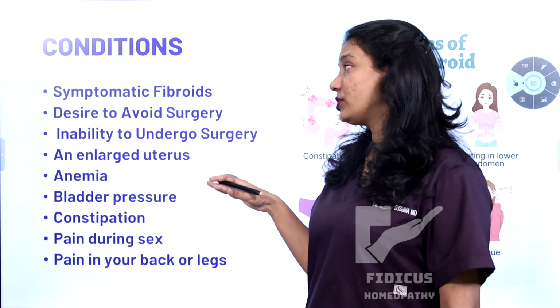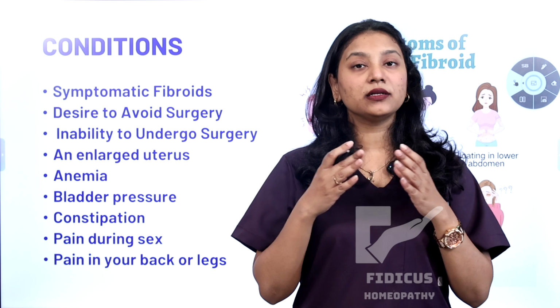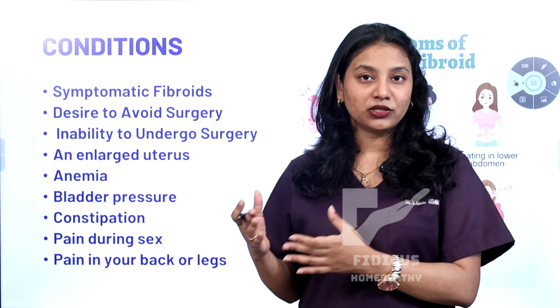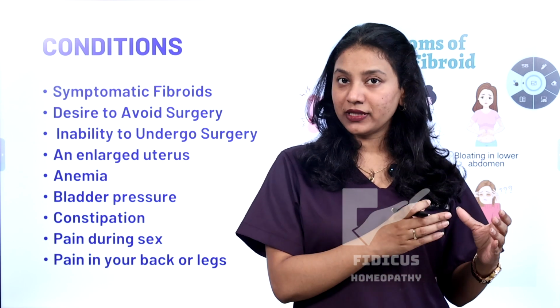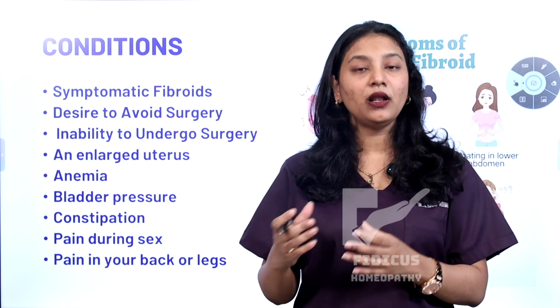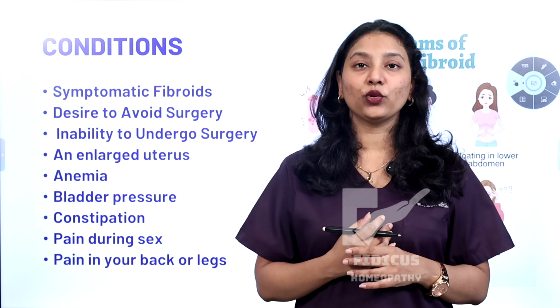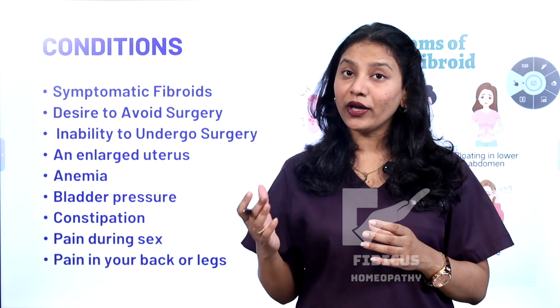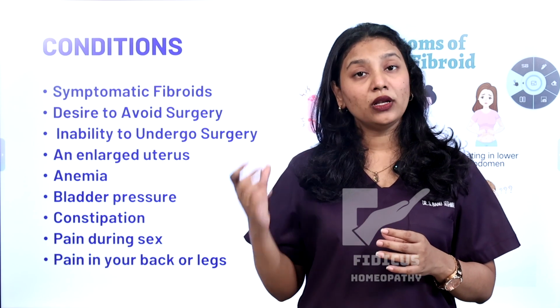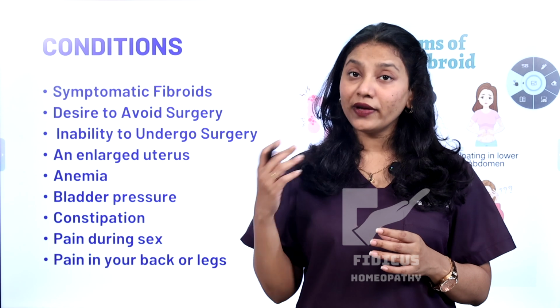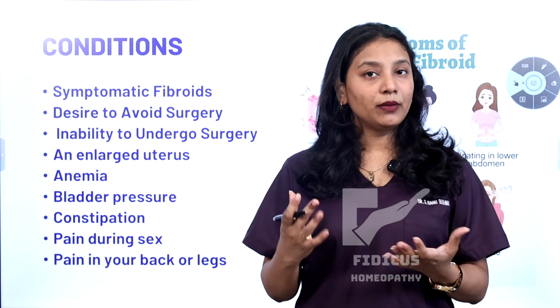An enlarged uterus. See, fibroids in a certain section of people come in packages. For some people, it is just fibroid presentation, but for a certain section of people, fibroids are associated with endometriosis, adenomyosis, polycystic ovaries, or even ovarian cysts, or even bulky uterus. What do you mean by bulky uterus?